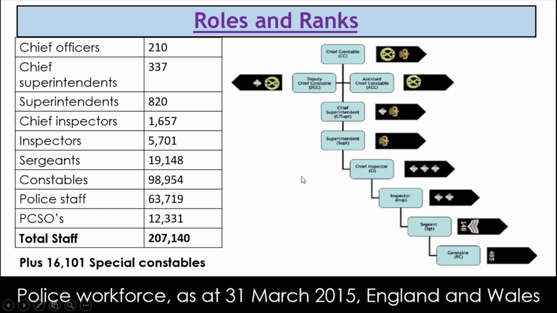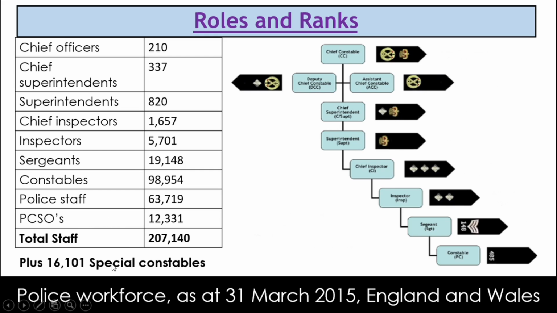So as you can see, the police force is mainly made up of police constables, almost 100,000. PCSOs stands for Police Community Support Officers, and they are uniformed staff whose role it is to support the work of police officers within their community, acting as the eyes and ears on the streets.